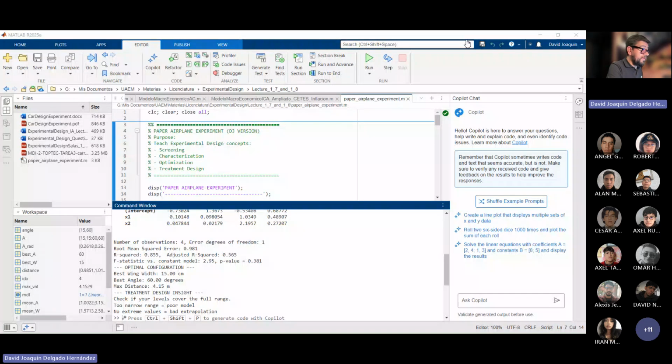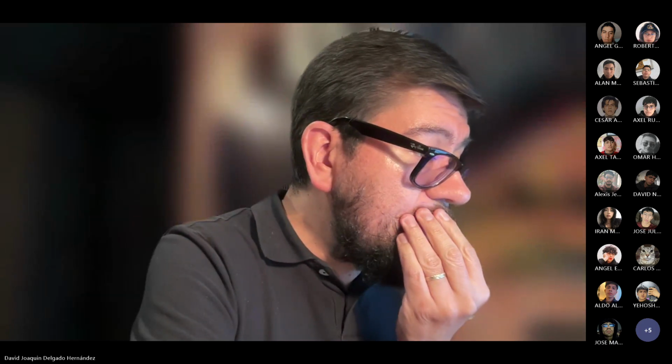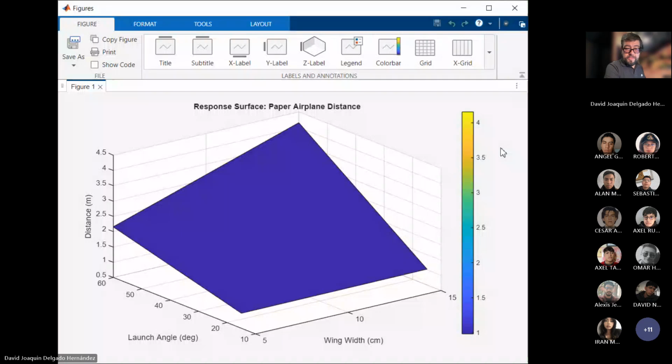Let me show you the graph. Okay, this is the result. This is a response surface for the paper airplane distance. I am going to copy this figure and put it in the Word MATLAB example. Okay, so I'm going to explain this to you.